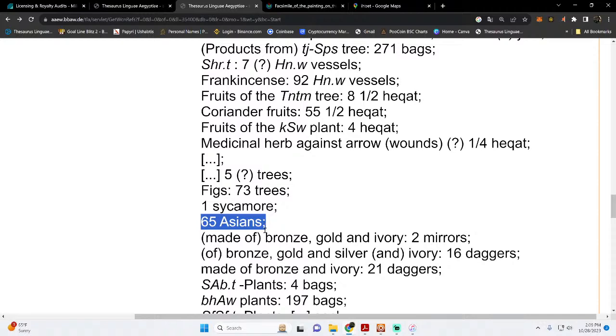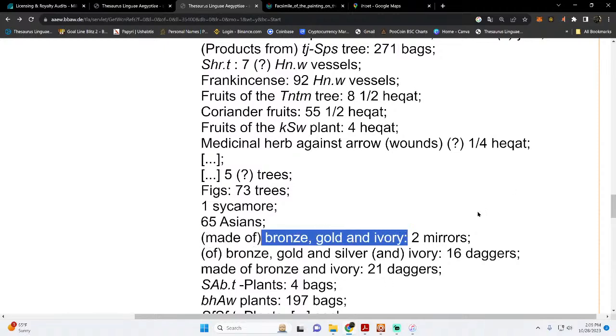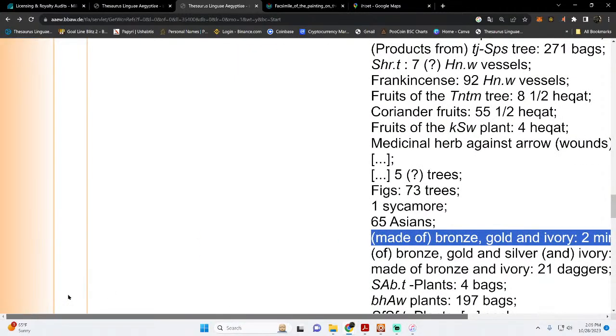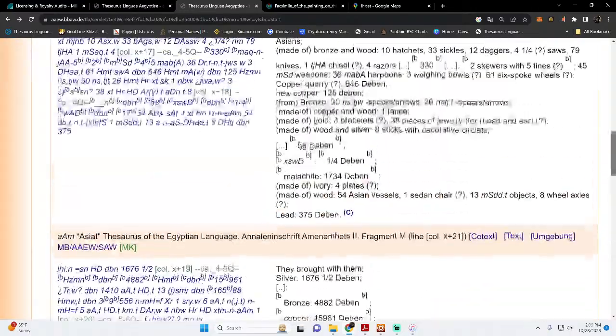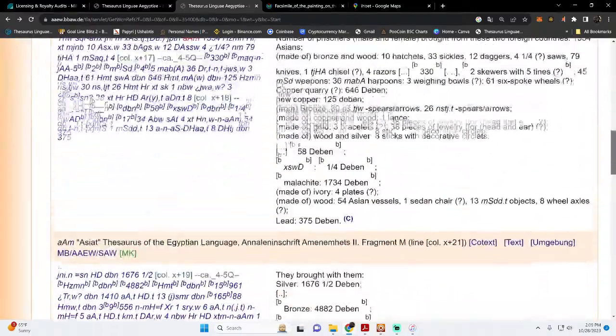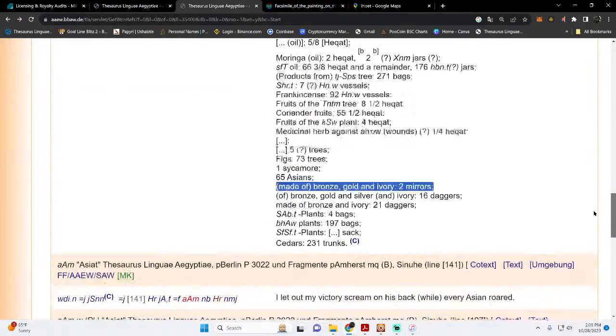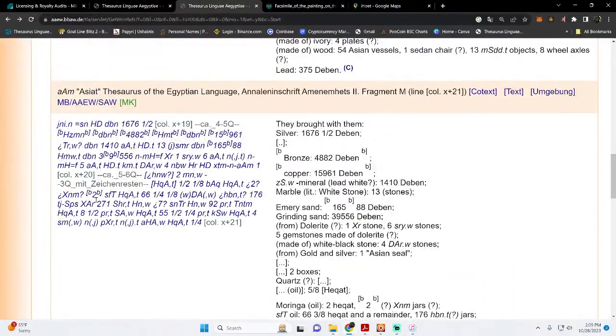Now this is bronze. Somebody said made of, but the Asians aren't made of bronze and gold. So this made of is parenthetical. It is bronze, gold, and ivory. Two mirrors made of bronze, gold, and ivory. But if you want to go back over here and look at where it says 65 Asians that they brought back, we're going to see if there's a number directly attached to the term A'amu. Let's find the A'amu.